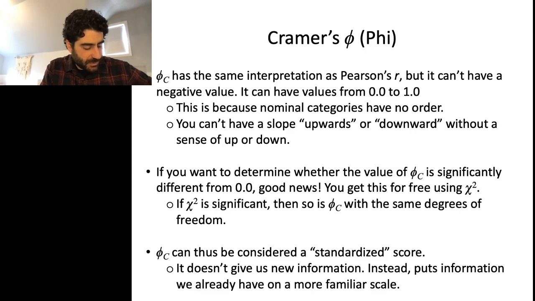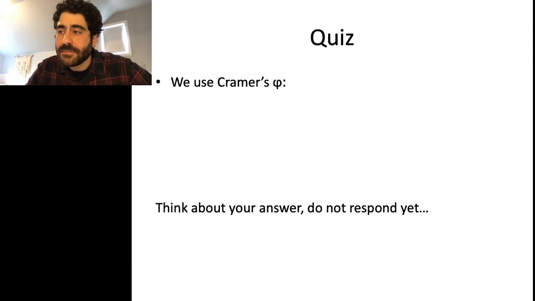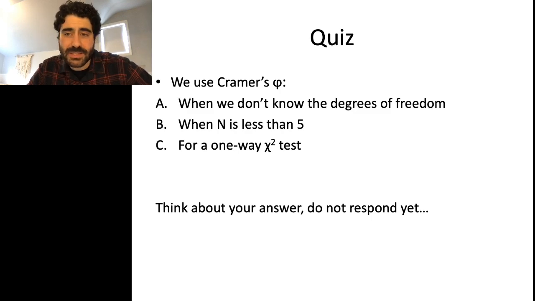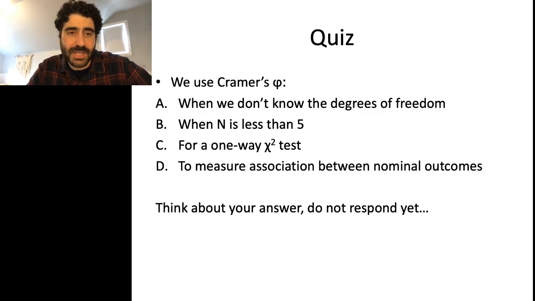Okay, so we'll do one more quiz. So we use Cramér's phi: A, when we don't know the degrees of freedom; B, when our sample size is less than 5; C, for one-way chi-squared tests; or D, to measure association between nominal outcomes.